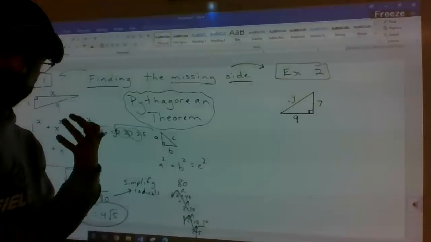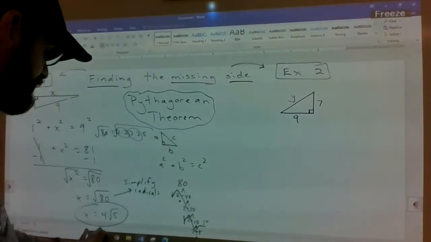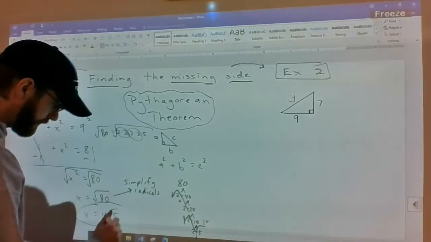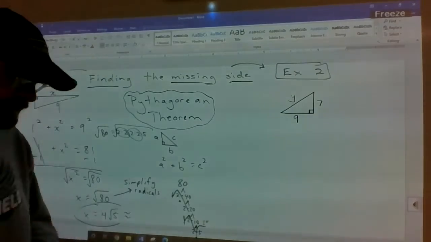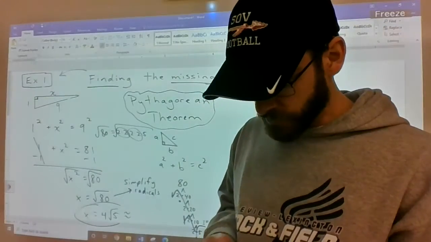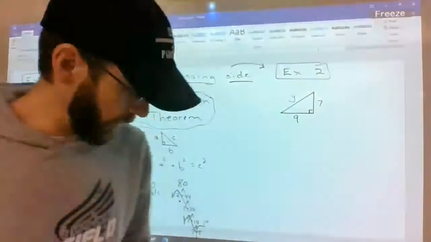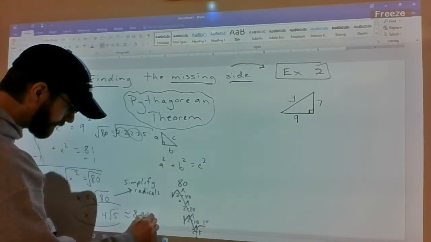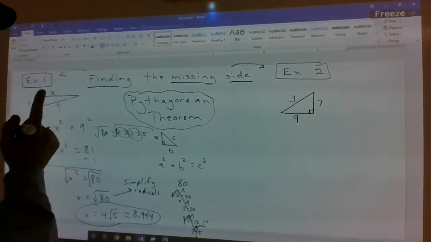Also recognize that this can be written as a decimal approximation. So get used to both the simplified radical version of things as well as a decimal approximation to the nearest thousandth. That's 3 spots past the decimal. So 4 root 5 as a decimal is going to be 8.944. Okay. First example, taken care of.